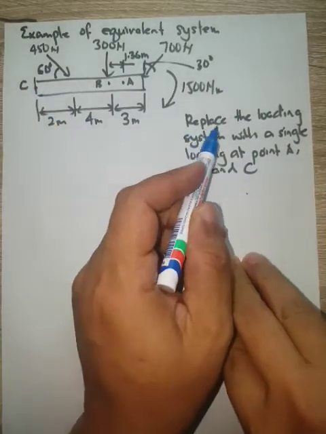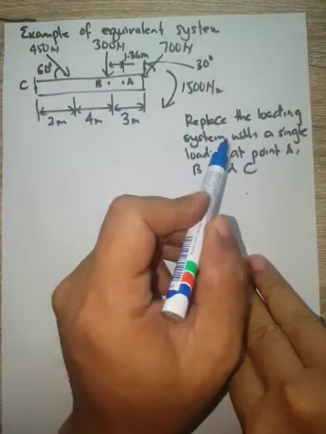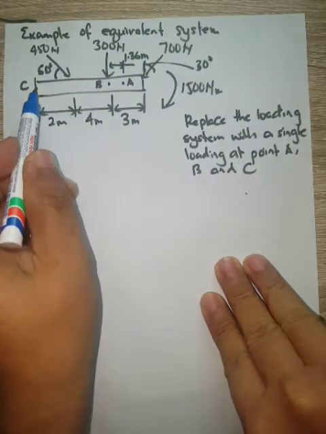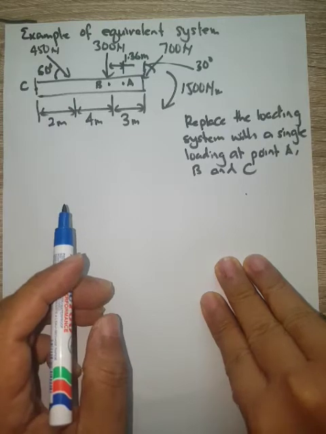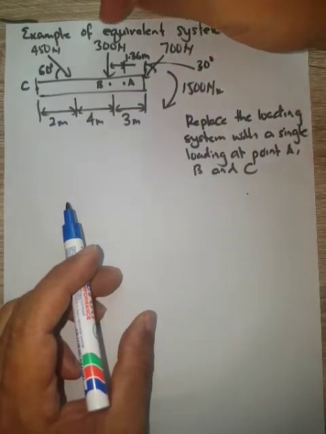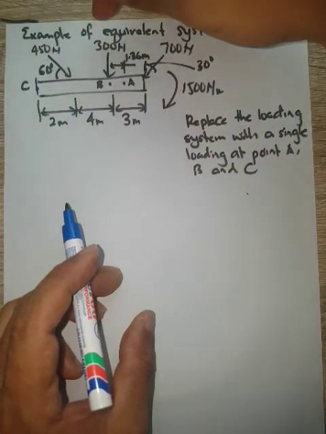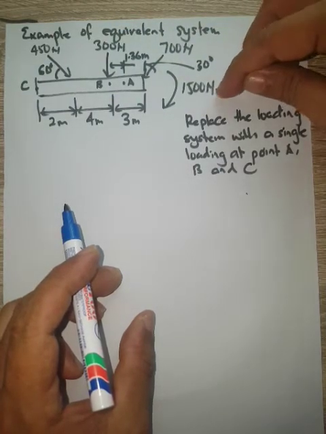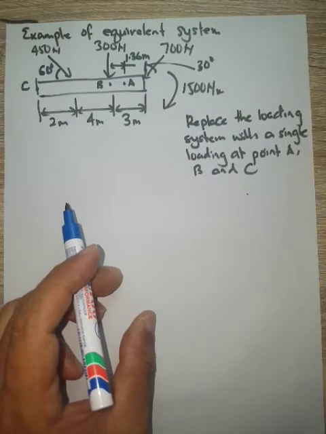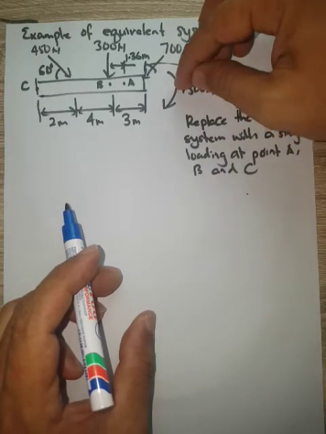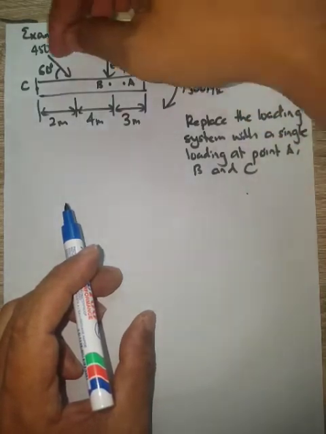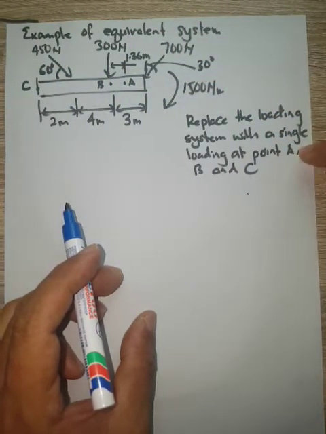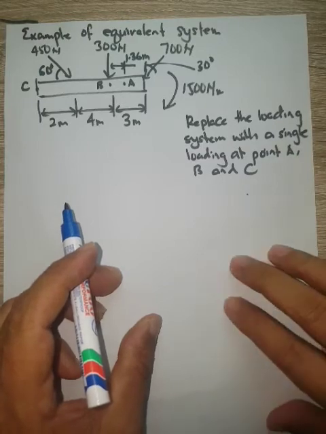So the question here: replace the loading system with a single loading at point A, point B, and point C. Now in this system we have four loadings: 450 Newton, 300 Newton, 700 Newton, and 1500 Newton meter. Three forces and one moment. So we want to replace these four loadings with a single loading at point A, at point B, and at point C. How are we going to do this?